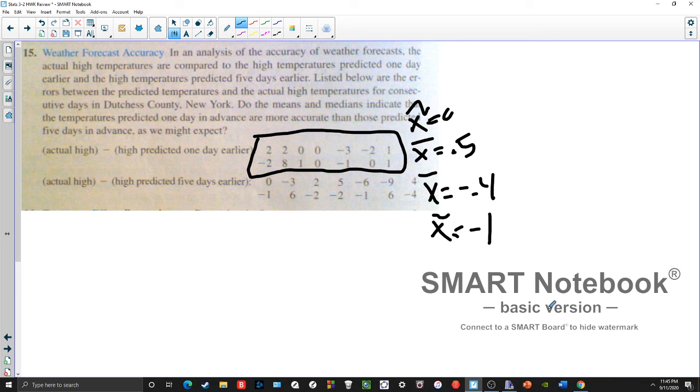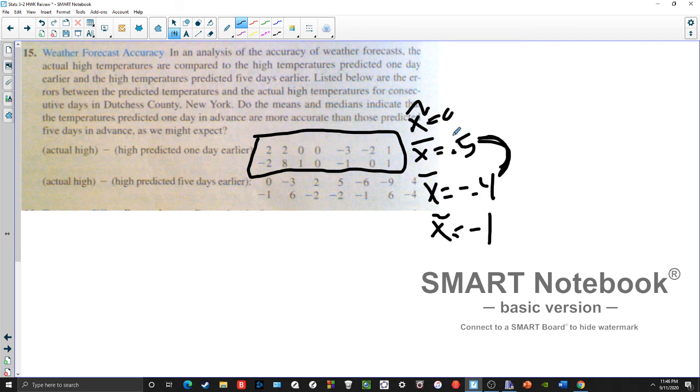So we have to compare. It says, do the means and medians indicate the temperatures predicted 1 day in advance are more accurate than those predicted 5 days in advance? Well, again, these are the differences, and I would personally say that's not that big of a difference. So on average, when they predict it 1 day ahead of time, they're about half a degree too high. Okay, that's not too bad. When they predict it 5 days ahead of time, they're about 0.4 too low, so a little bit less than half a degree too low. That's also not bad. So I'd say that they have about the same accuracy.